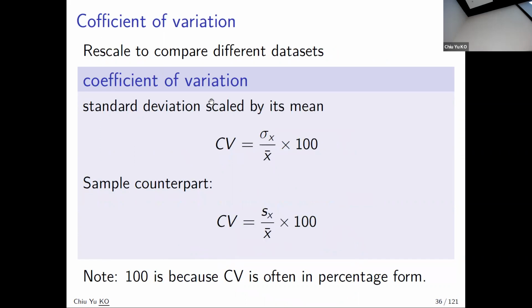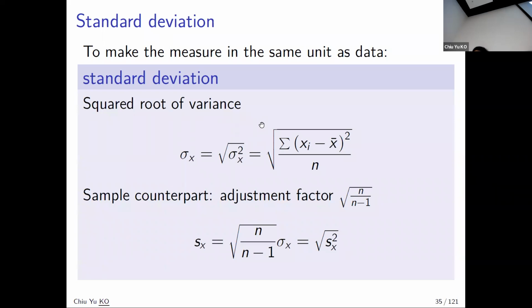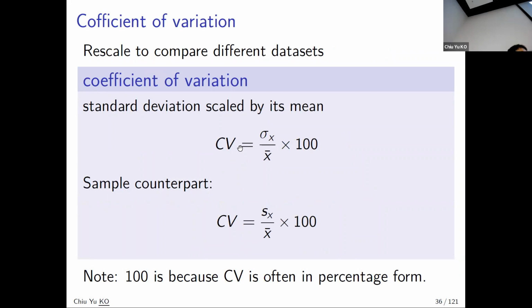The last one is a very simple thing, what we call rescaling the data. This one is to get back to the original unit. CM is still CM, not CM squared. And here we go one more step, to get rid of the CM as well. So what you do is divide by the sample mean, and usually you multiply by 100 to make it a percentage.